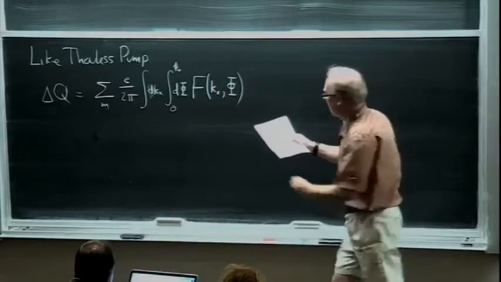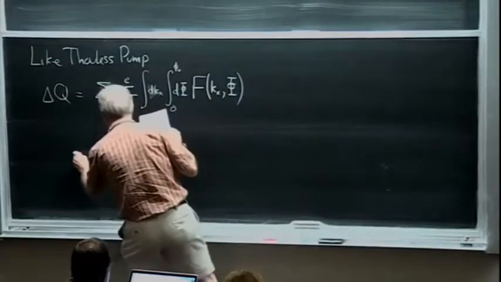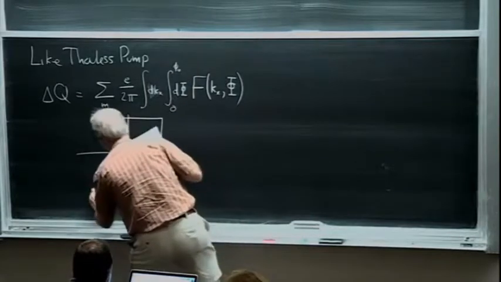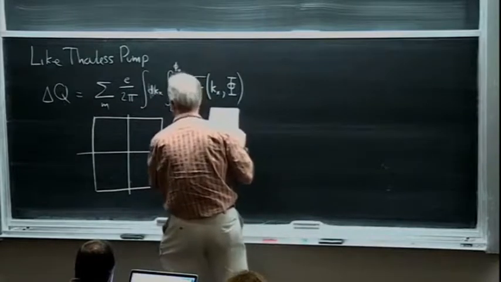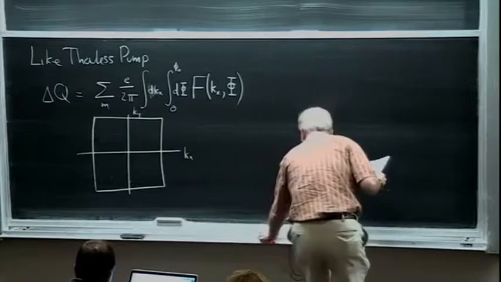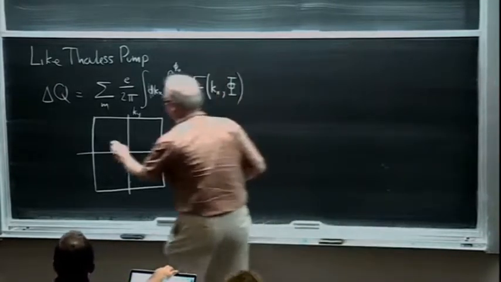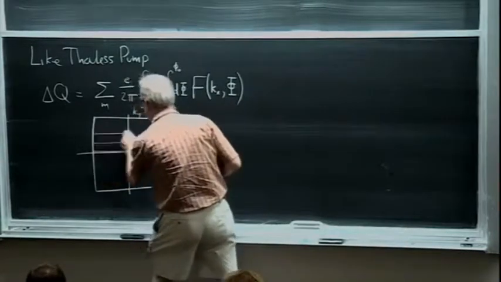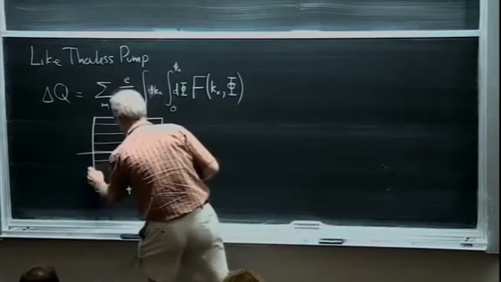Okay, but if I think about this, let me draw a picture of kx and ky. So here's my two-dimensional Brillouin zone. So this is kx and ky. And so when I put it on the finite cylinder, I'm giving myself sort of discrete values that ky can have.